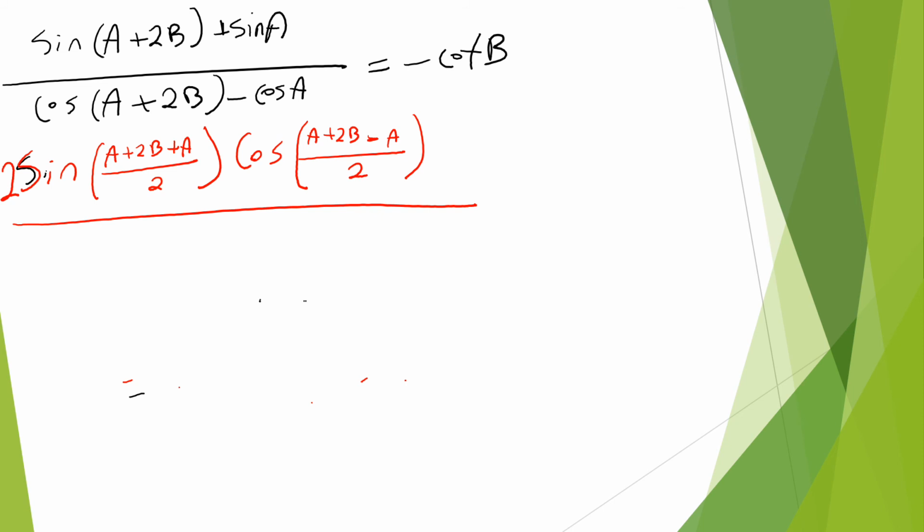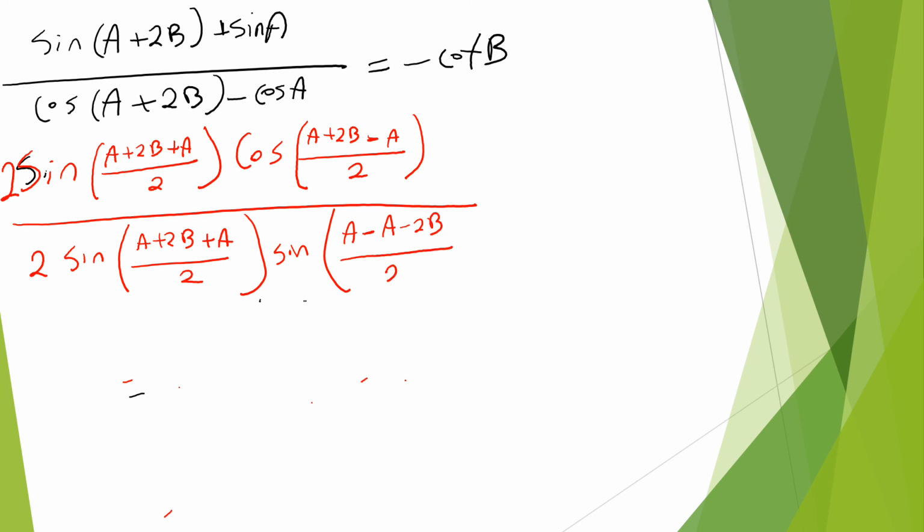Now the cosine minus cosine is 2 sine. The first angle is A plus 2B plus A, over 2. Then sine, remember that one is reversed, so we will have A minus A minus 2B, over 2. Okay, now we try and simplify. This 2 with this 2 will simplify, so I don't have to rewrite it.